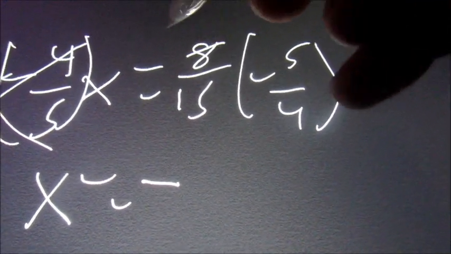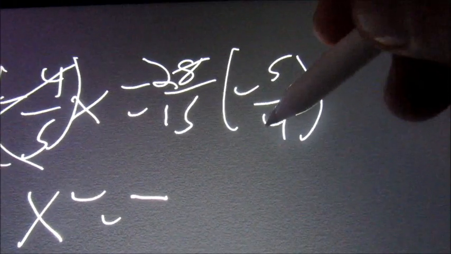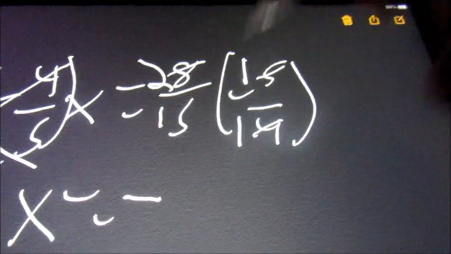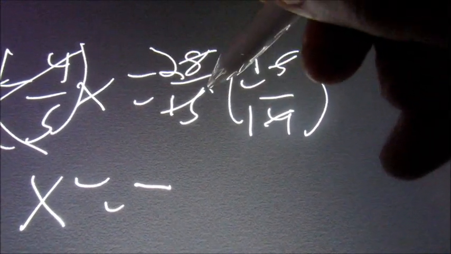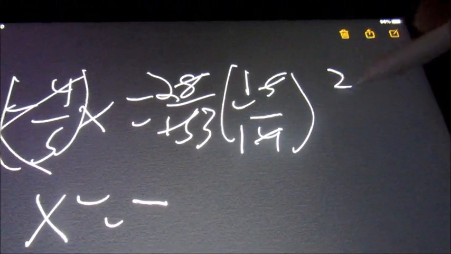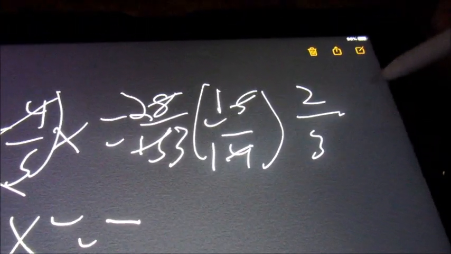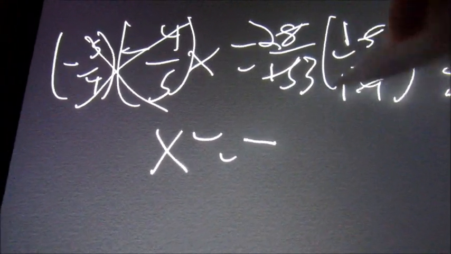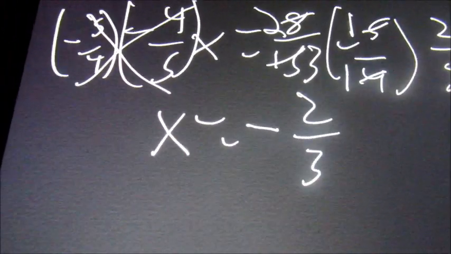8 divided by 4 becomes 2. 4 divided by 4 becomes 1. 5 divided by 5 becomes 1. And 15 divided by 5 becomes 3. So now what we have is 2 over 3 times 1 over 1. Our answer is still going to be negative, but it's going to be 2 over 3.